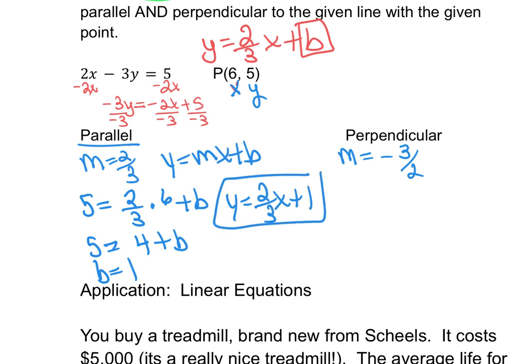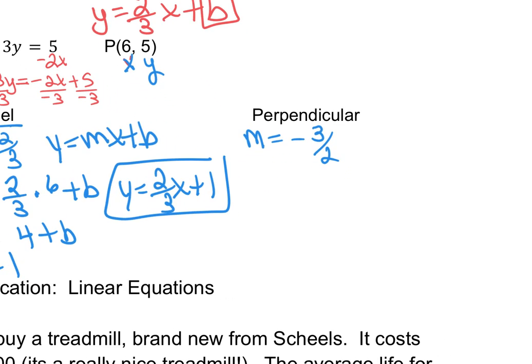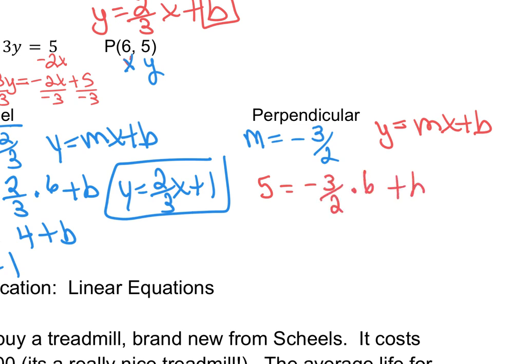If we are going perpendicular over here, again, we're still in that y equals mx plus b. Our y value is still 5, and our slope this time is -3/2. Our x value is still 6, and we need to figure out where it's crossing the y-axis. -3/2 times 6 is -9, plus b. If we add 9 to both sides, we get that b equals 14.